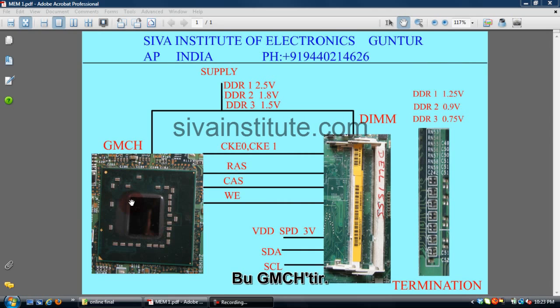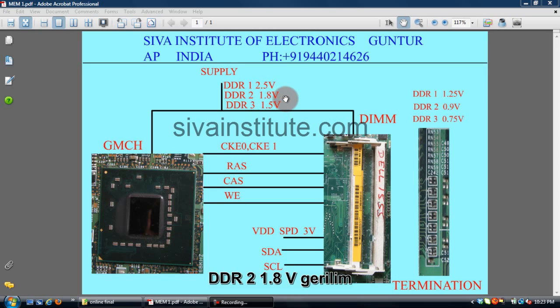This is GMCH or MCH or North Bridge. GMCH means Graphic Memory Control Hub. MCH means Memory Control Hub or North Bridge. This is the DIMM slot, the laptop DIMM slot. These are termination resistors.